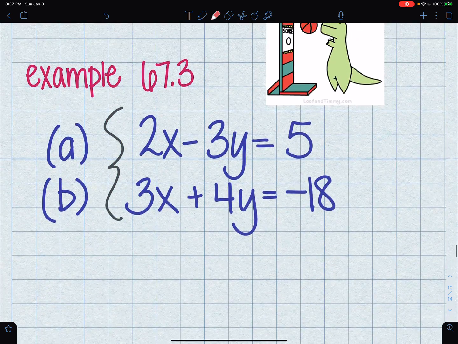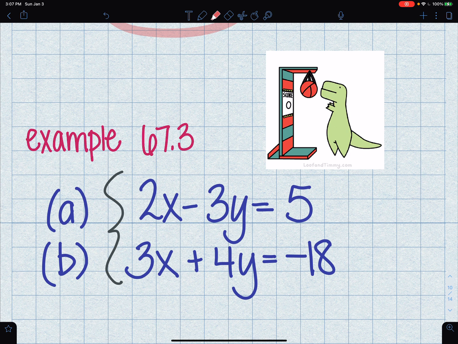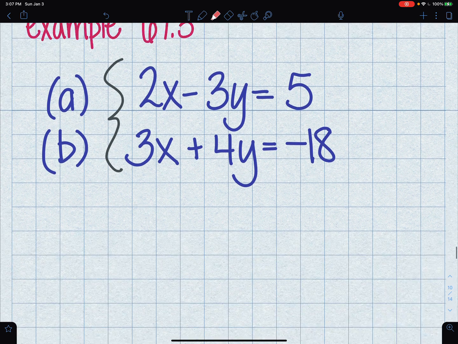All right, let's do the next one. Look at this little dinosaur trying to hit the ball with his tiny little arms. He can't do it. Can't be done. Don't even try. Okay, but we're going to try.